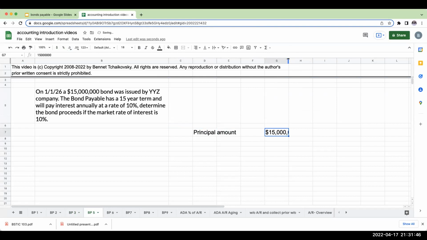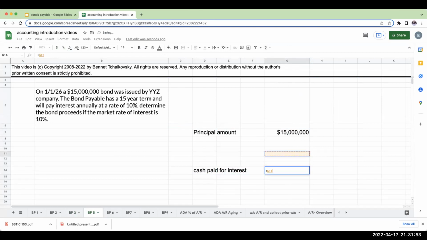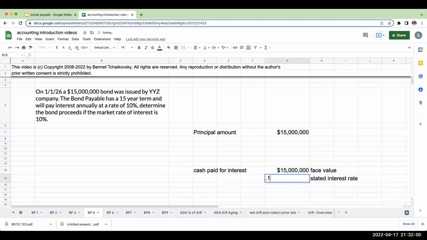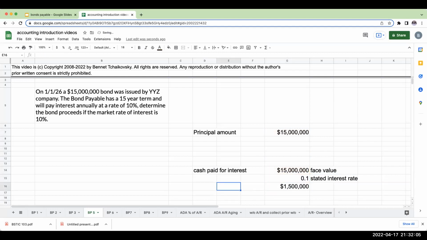Now, the amount of the cash paid for interest is going to be the face value times the stated interest rate. The stated interest rate is 10%. So the amount of the interest is going to be 1.5 million. Notice, whenever I see an interest rate, it is always going to be an annual rate.